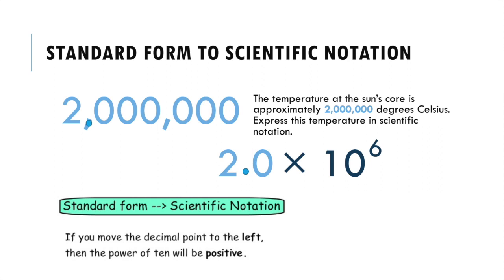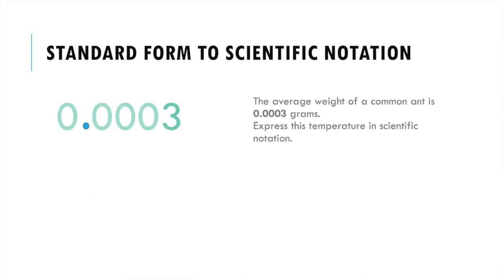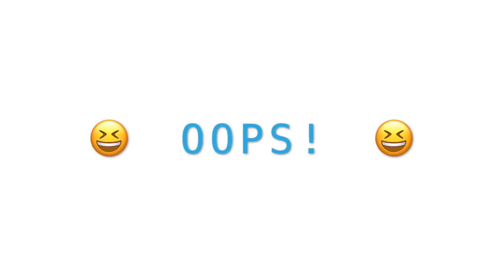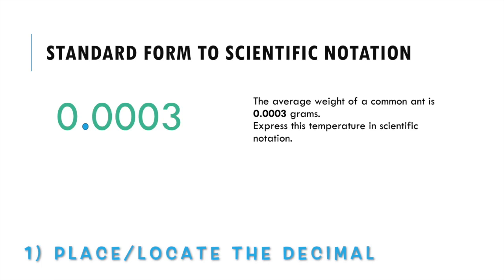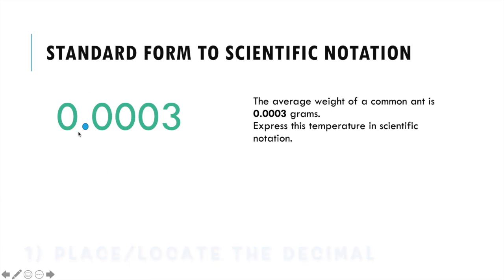Now let's take a look at the second example. The second example says the average weight of a common ant is 0.0003 grams. Express this temperature in scientific notation. That is an obvious typo. I don't mean temperature, I mean weight. So let's express the weight in scientific notation. Same steps. Step 1, place a decimal if it's not already there. But hey, take a look. We have a decimal right here.